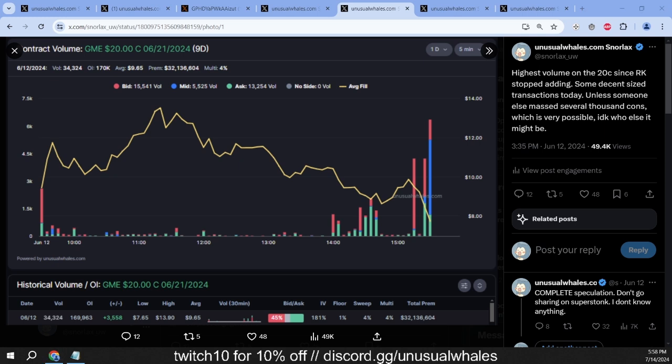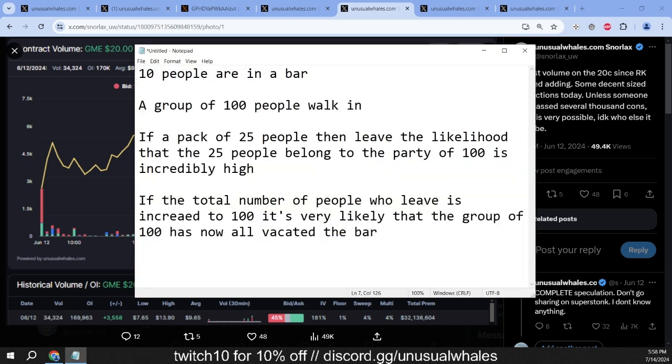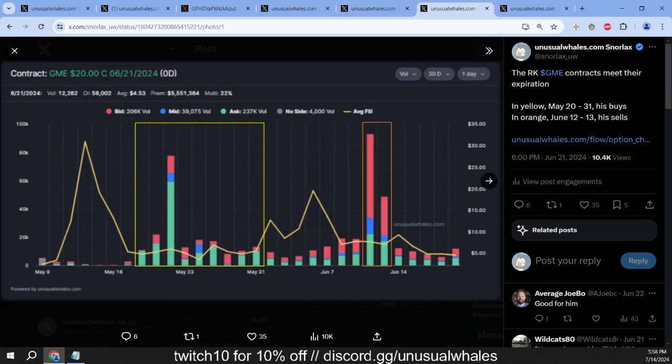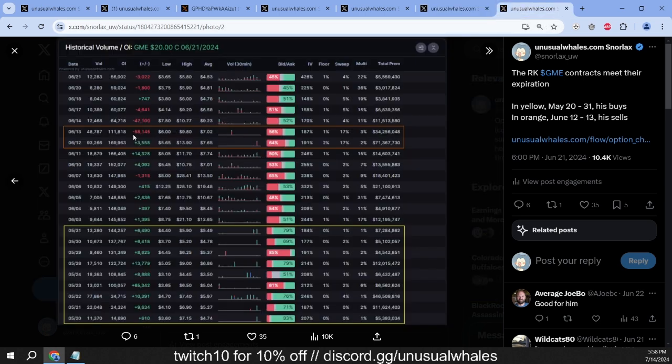An easy way to think about tracking a large whale is as follows. So let's say that there are 10 people in a bar. A group of 100 people walk in. If a pack of 25 people then leave the bar, the likelihood that the 25 people belong to the party of 100 is incredibly high. If the total number of people who leave the bar increases to 100, then it's very likely that the group of 100 that initially entered the bar has now all left the bar. Roaring Kitty's GameStop position was unwound on June 12th and 13th and was incredibly easy to track.